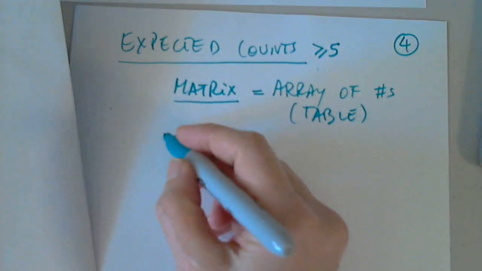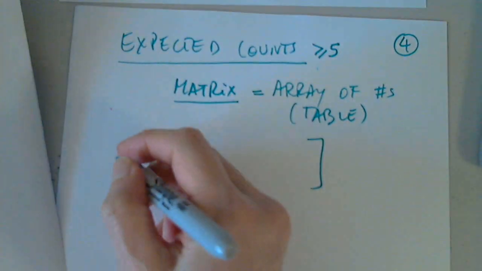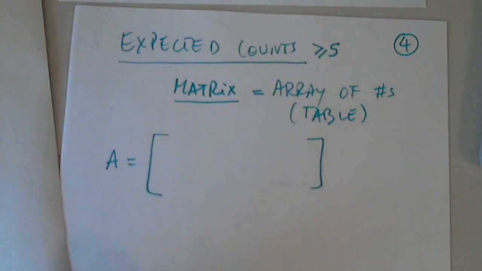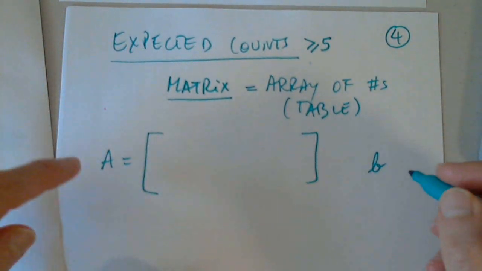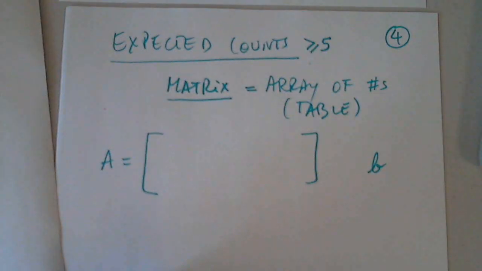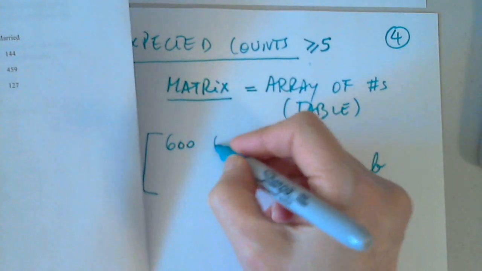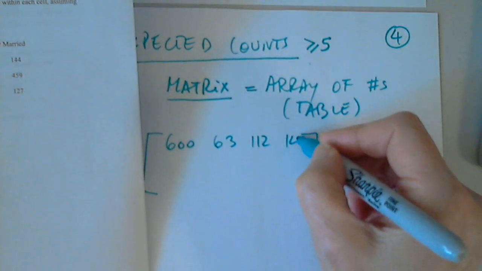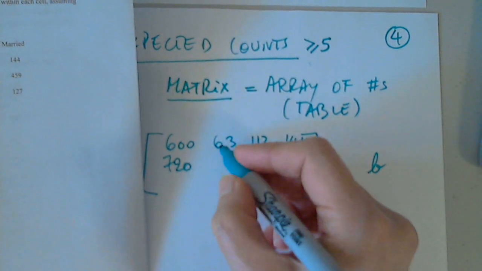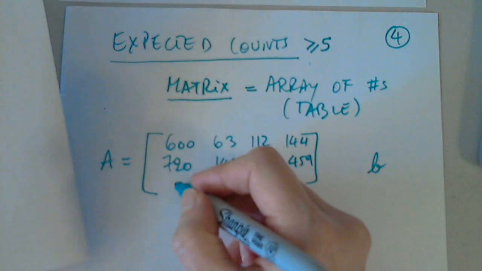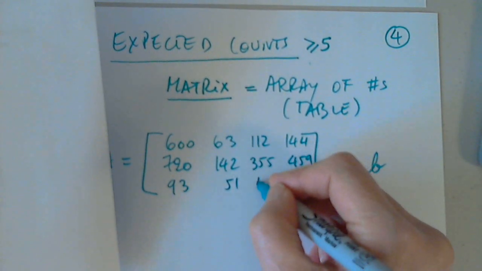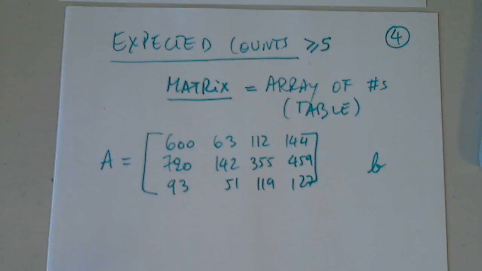So here is the matrix that we will enter, and we will denote it by A. Normally, matrices are denoted by uppercase letters, not necessarily. We can also use lowercase letters, but normally, and even the calculator, uses uppercase letters. So what is the matrix that I'm going to enter? I'm going to enter the matrix 600, 63, 112, 144, 720, 142, 355, 459, 93, 51, 119, and 127.